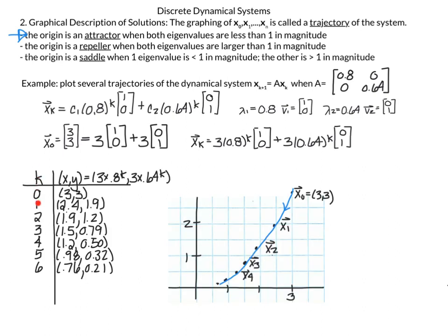What I have done is written k here, and then my coordinates x, y. My x coordinate is 3 times 0.8 to the k, and my y coordinate is 3 times 0.64 raised to the k. I started with k equals 0, and I got 3, 3. For k equals 1, 3 times 0.8 is 2.4, and 3 times 0.64 to the 1 is 1.9. I went on to 2, 3, 4, 5, and 6, and then I plotted this, and you can see the trajectory from x naught equals (3, 3) goes down, decreasing towards 0.